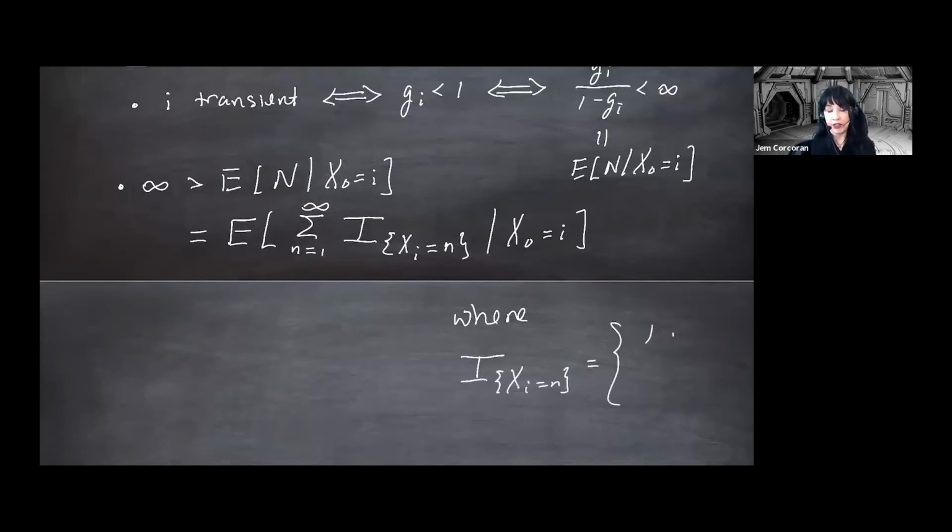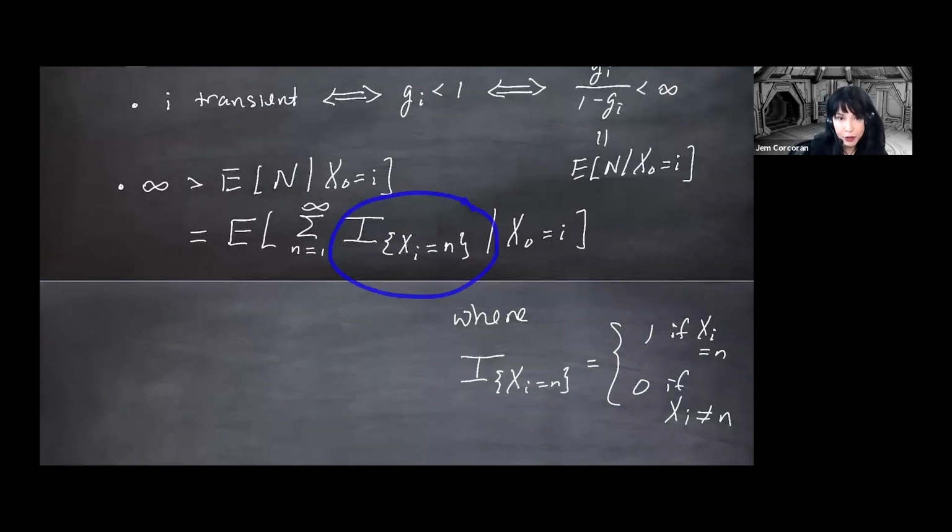If I want to count the total number of returns, not n, that's not what I want. I want I. In my indicator back here, the subscript should be X sub n, and the state we're visiting should be I. I wrote X sub I equals n, but it should be X sub n equals I.